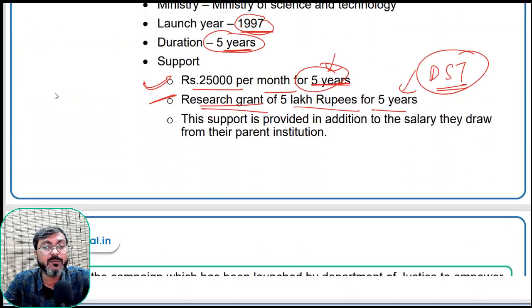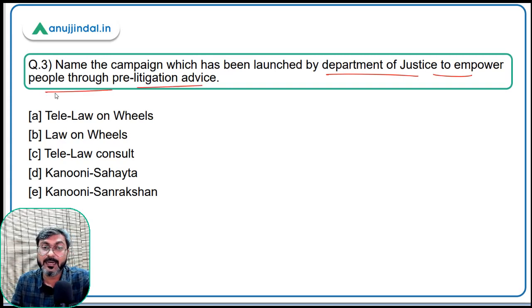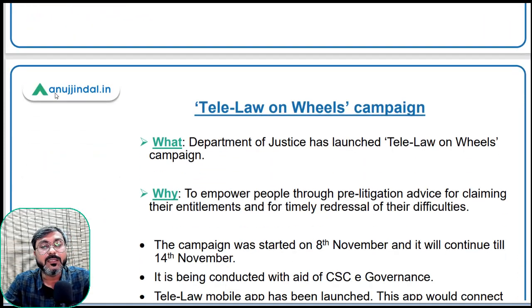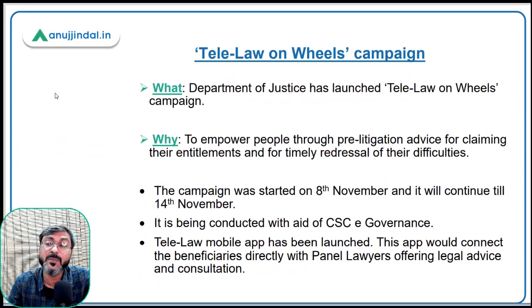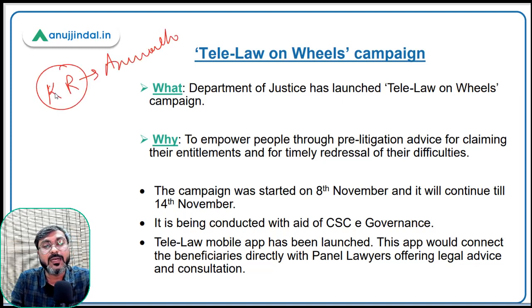Moving ahead to question number 3. Name the campaign which has been launched by Department of Justice to empower people through pre-litigation advice. Litigation se pehle jo advice di jati hai, uske regarding logo ko empower karne ke liye Department of Justice ne campaign launch kiya hai. You just have to name the campaign. Remember, Department of Justice is of course under the Ministry of Law and Justice, which is headed by Mr. Kiran Rijiju. His Lok Sabha constituency is Arunachal West.